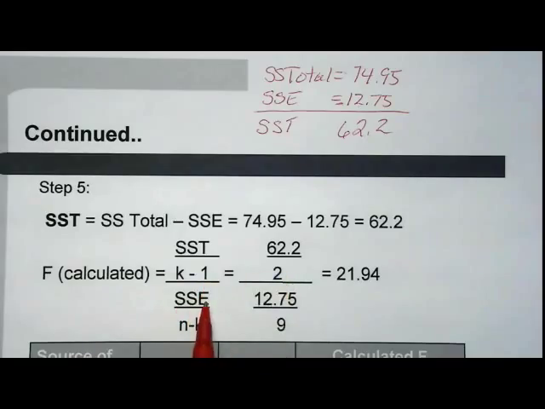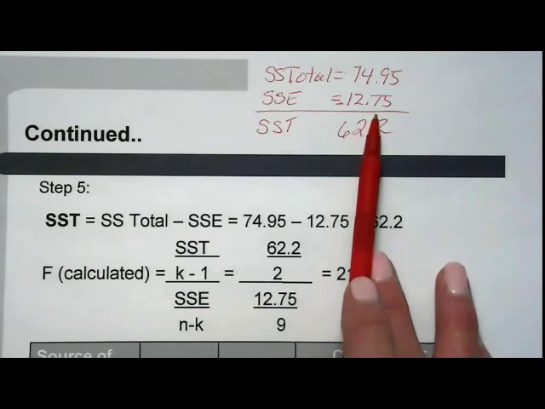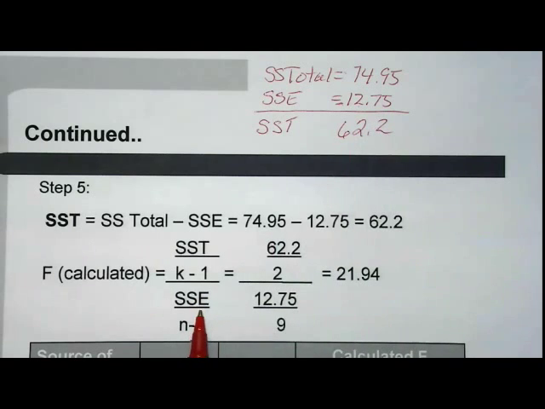Sum of the squares error is the error within a column, which, from the previous page, the table was 12.75. And then the other degree of freedom, n minus k, or sample size 12 minus 3, is 9. When we do this calculation, we get 21.94.